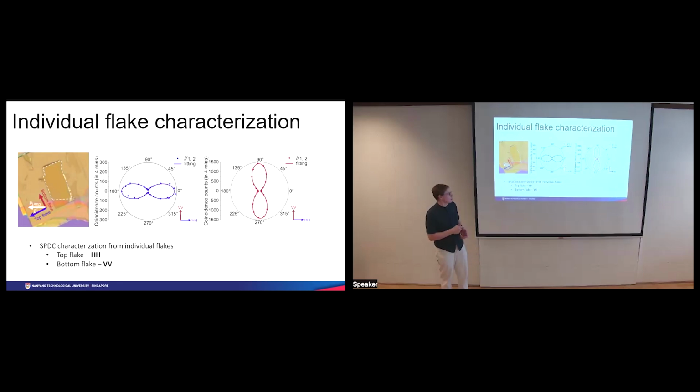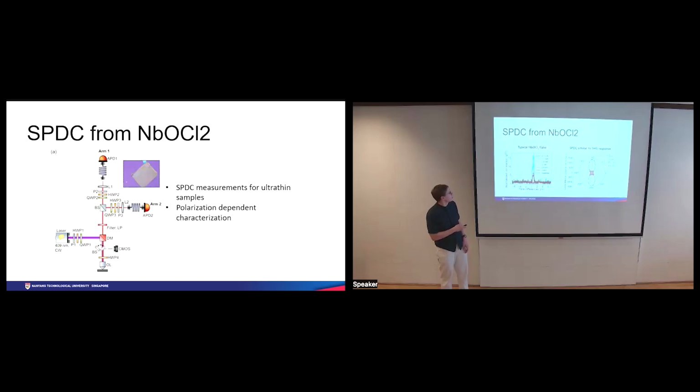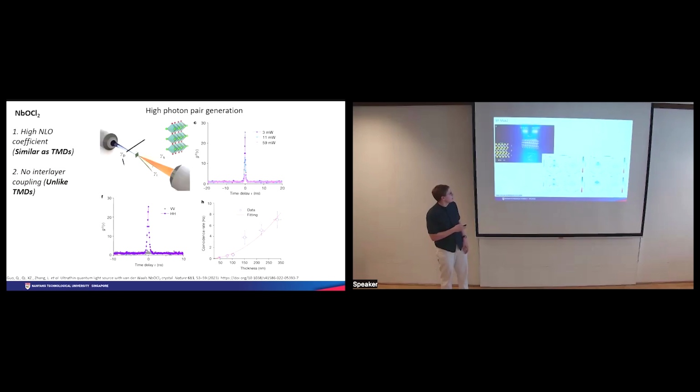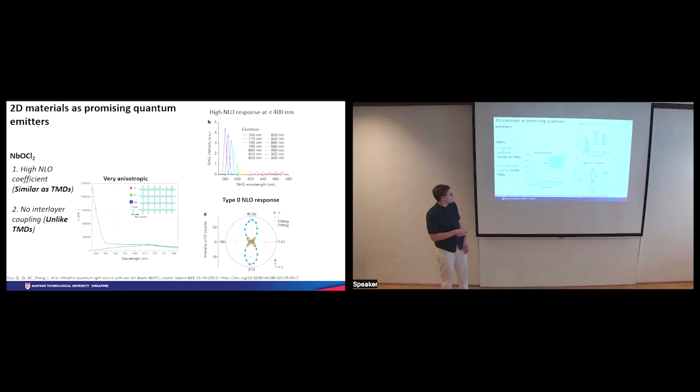So we are able to measure the photon pairs from much thinner flakes. But this was done maybe like 8 months ago, at the end of last year. The top flake is actually quite thin, and the reason is that it is also quite anisotropic. So this is kind of a problem we had to work around.